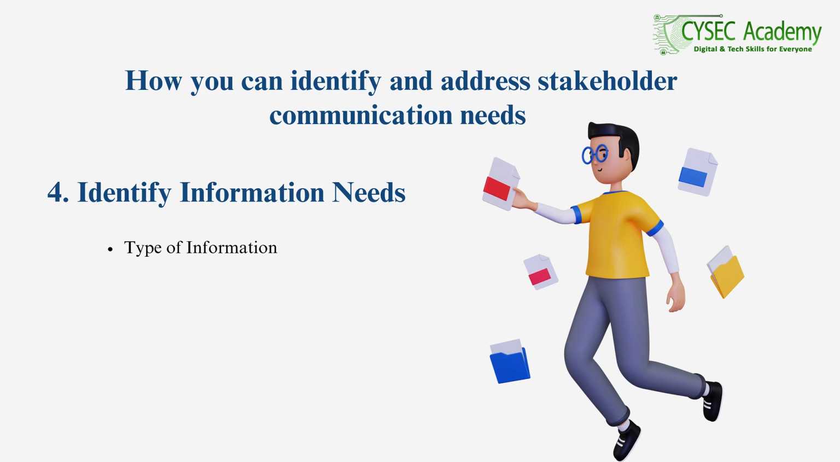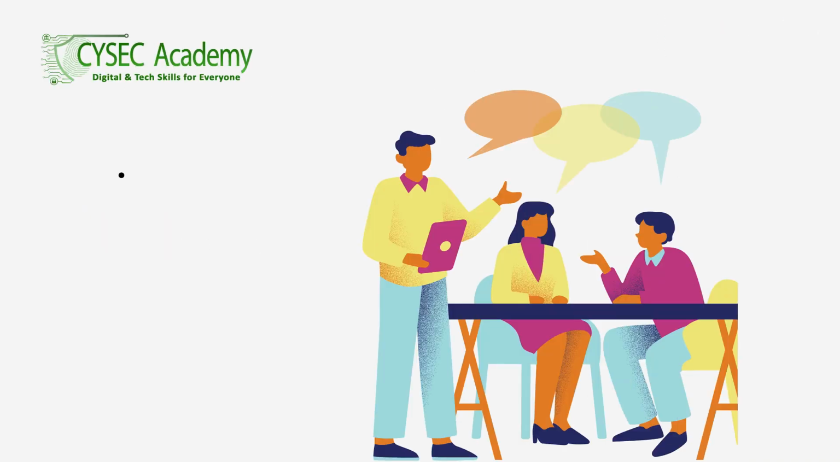4. Identify information needs. Type of information. Determine the specific information each stakeholder needs, such as project status, risks, milestones, deliverables, and changes. Different stakeholders may require different levels of detail. For example, in a marketing campaign, clients might want updates on campaign performance, while internal teams might need information on task assignments and deadlines.